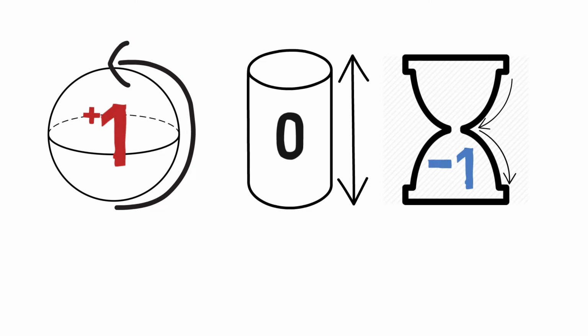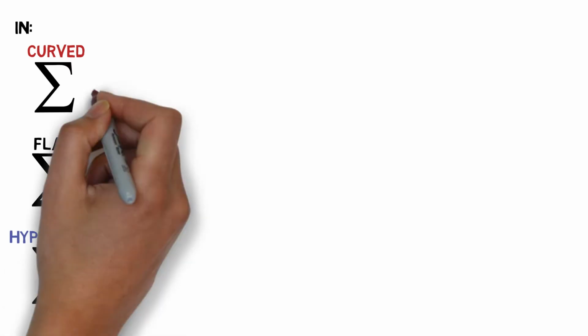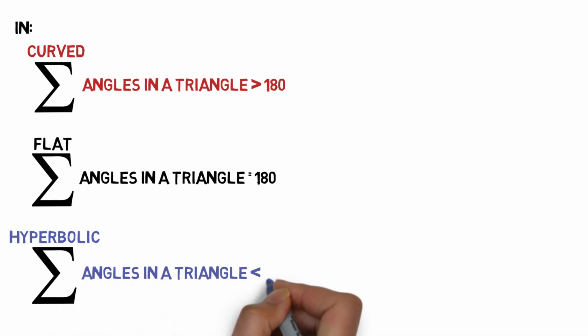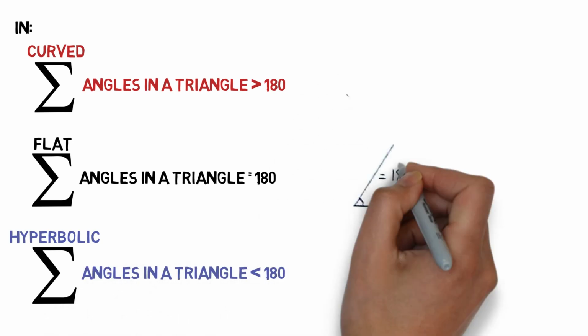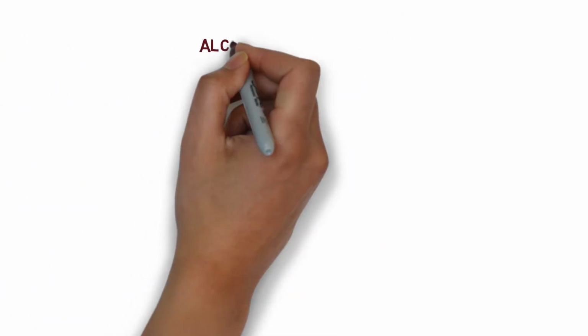As the sphere is constantly curving outwards, the cylinder has a constant flat curve, and the hyperbola is constantly curving inwards. So in curved, flat, and hyperbolic space, the sum of angles in a triangle would be more than 180, equal to 180, and less than 180 degrees respectively, as can be seen on the diagram shown.